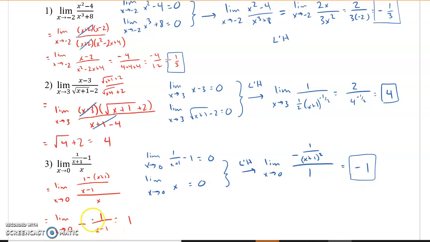Uh-oh. I left out the negative here, didn't I? Yeah, the negative was there, and I just completely left it out. There we go. So we get the same answer regardless of which method we use.